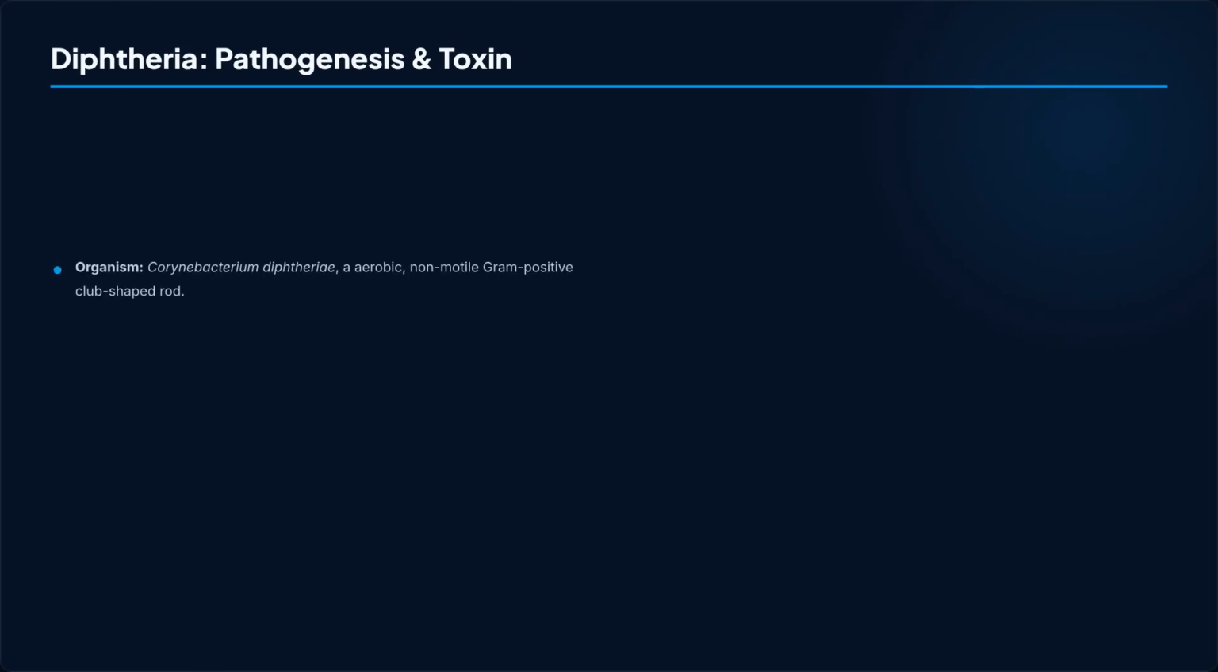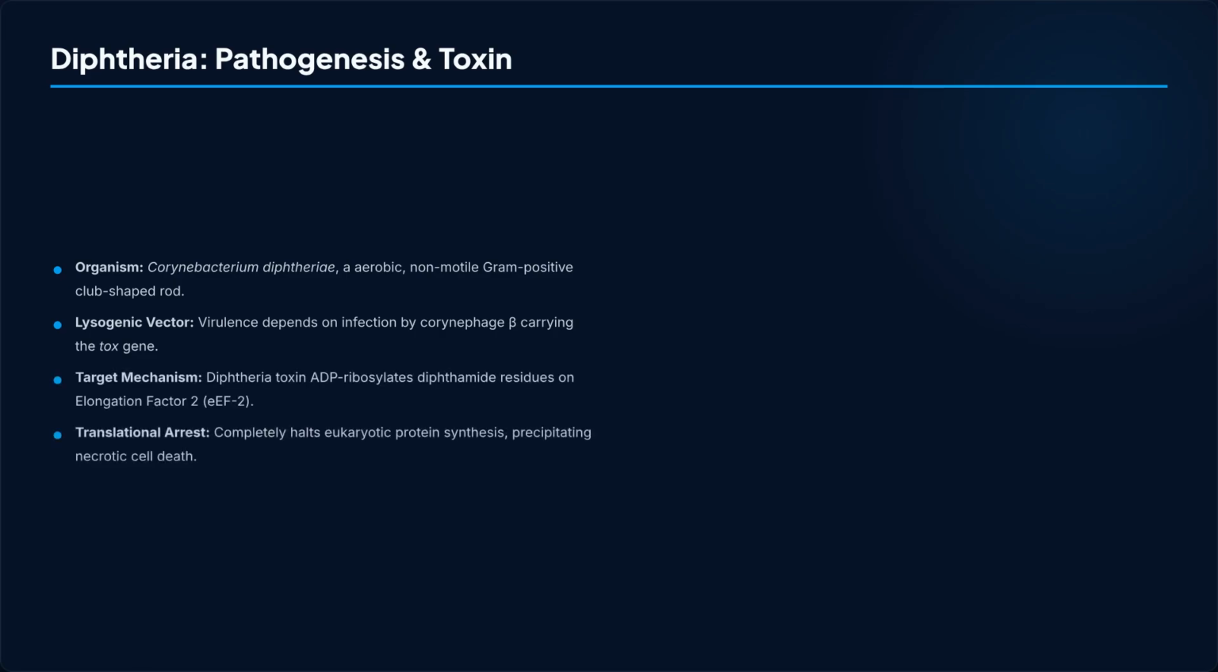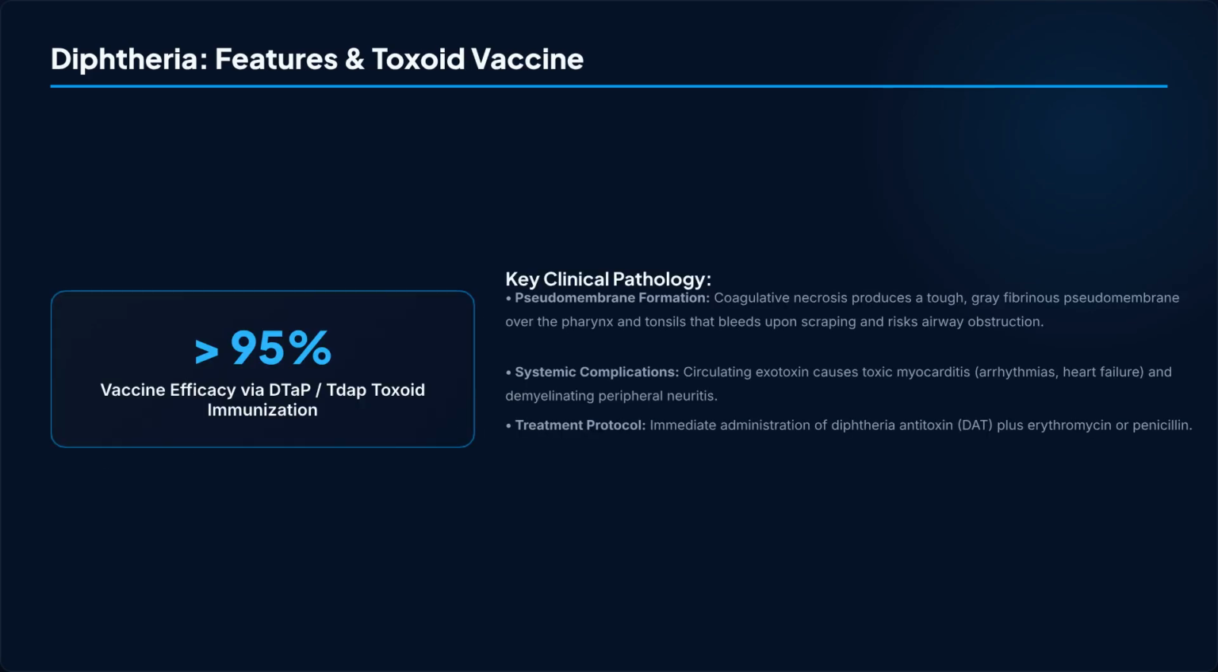Diphtheria is caused by Corynebacterium diphtheriae. Its virulence is driven by a prophage carrying the tox gene. The diphtheria toxin functions by ADP ribosylating elongation factor 2, which halts protein synthesis and leads to necrotic cell death. Key features of diphtheria include the formation of a gray pseudomembrane and potential systemic complications like myocarditis. Vaccination via the DTaP or Tdap toxoid is highly effective, while treatment involves antitoxins and antibiotics.